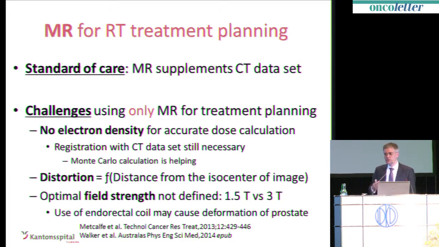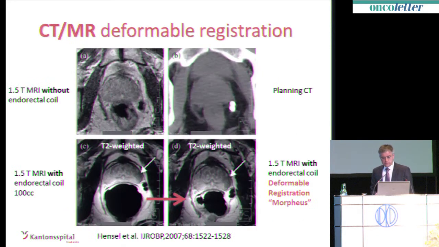Well, that's in the literature. One uses 1.5, the other is 3 Tesla. I think the trend is now more towards the 3 Tesla. Should we use the endorectal coil or not? That's also in debate. And if you use endorectal coils, you have to be aware of deformation.